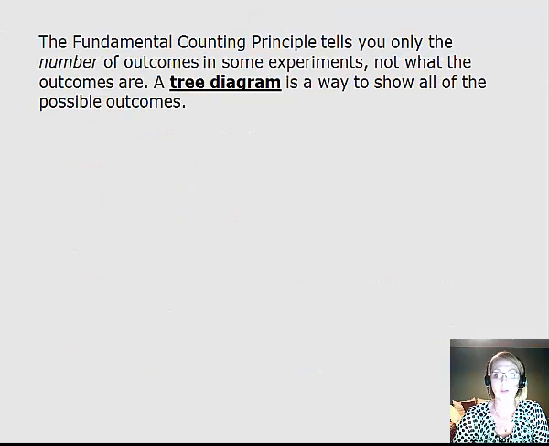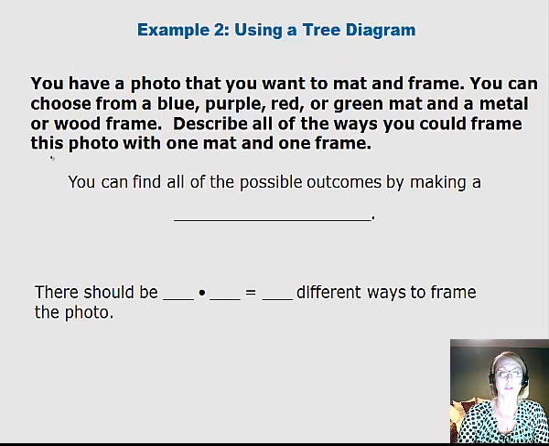The fundamental counting principle tells you only the number of outcomes in some experiments, not what they are. To do that, you need to use a tree diagram. That is one way to show all the possible outcomes. So let's look at using a tree diagram. You have a photo that you want to mat and frame. You can choose from a blue, purple, red or green mat, and a metal or wood frame. Describe all the ways you could frame this photo with one mat and one frame.